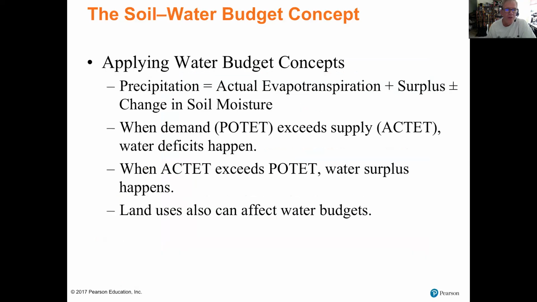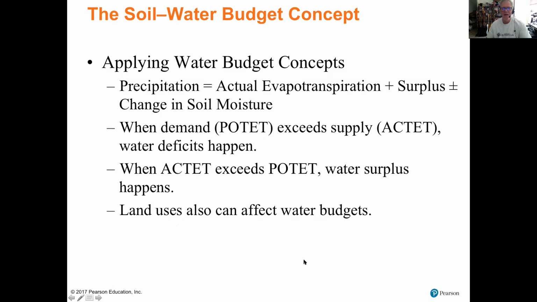Remember we've got precipitation, the input. That's the actual transpiration plus the surplus, plus or minus a change in soil moisture. When the demand, the potential, exceeds the actual, then we get water deficits. If the actual exceeds what we would normally expect, then we have a water surplus.